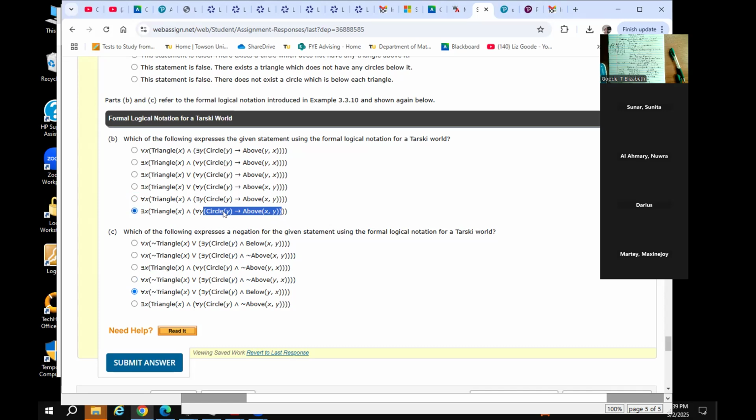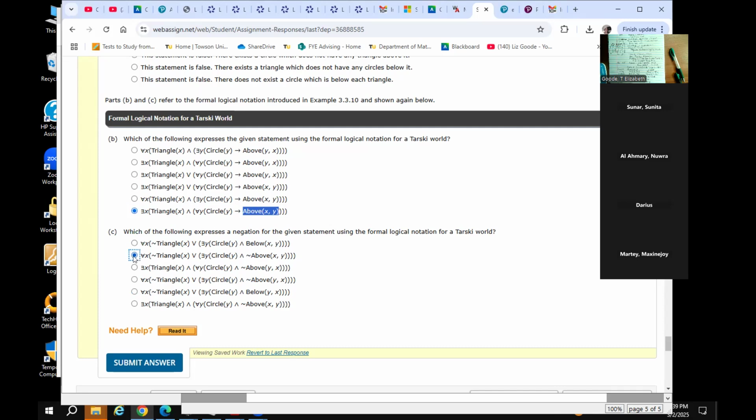We leave circle Y, because in a negation we leave the hypothesis. That's right. We leave the hypothesis circle Y. And then the if-then becomes an and, which all of these choices are. And then we have to negate above XY. So how do we negate above XY? We simply add a not. So now we're down to two.